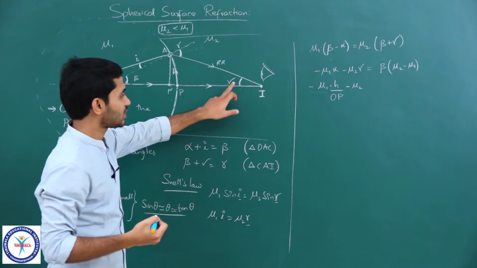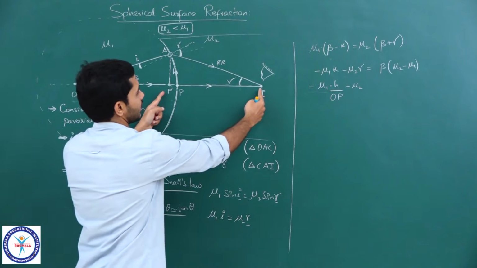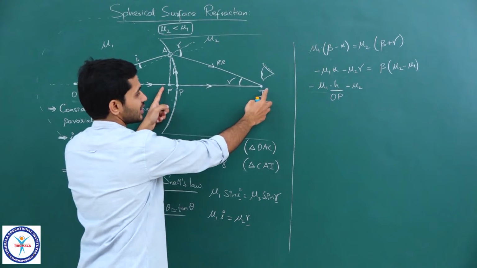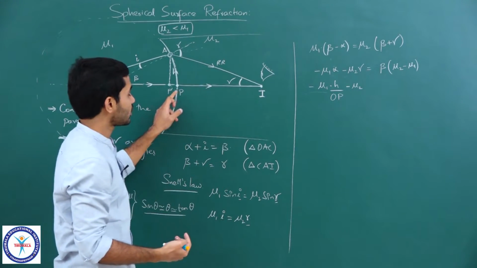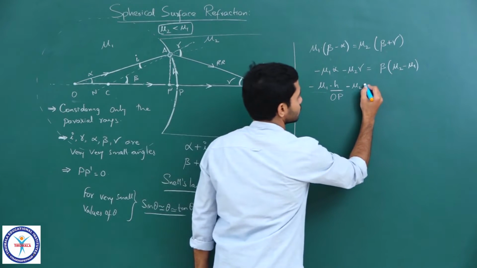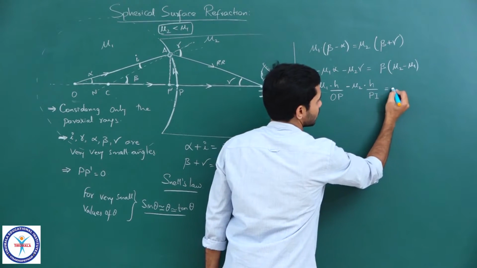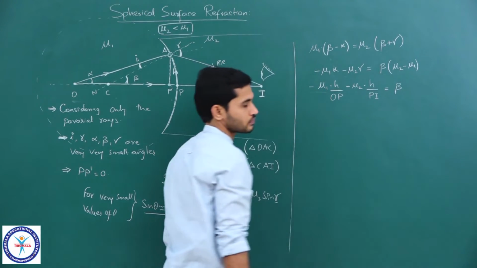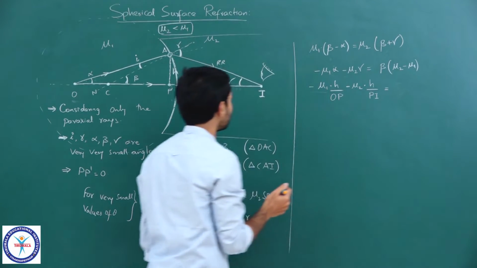What is gamma? Gamma is here. So, h by this. We know that this is the image and the distance from the pole is image distance, but let me write it as PI. So, h by PI is equal to beta into, okay, beta, what is the value of beta? Let me write the value of beta.